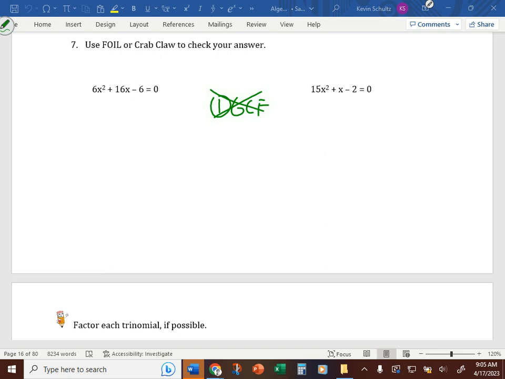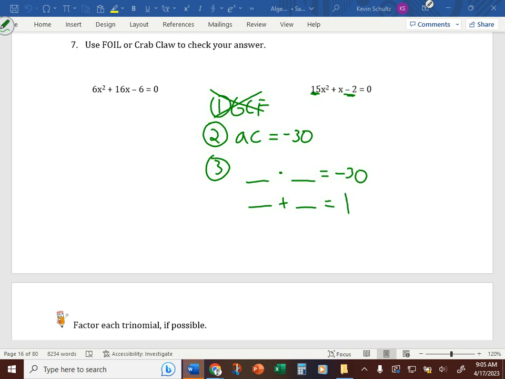So we go to step 2, which is multiply our A and C together. The product of A and C equals what? Here's our A, here's our C, negative 30. Okay? That's an important step. Don't forget about that, because that's what sets up step 3, which is where the magic happens. We're looking for two numbers that multiply to make negative 30, the product of A and C, and those same two numbers add to make our middle term, which is 1. Don't forget, if there's no coefficient written, it means it's a 1, not a 0, not x, 1.